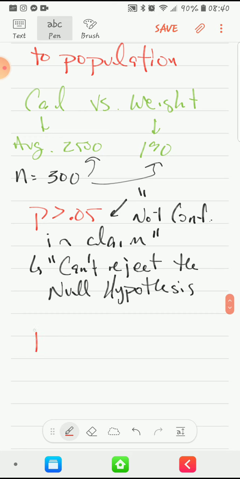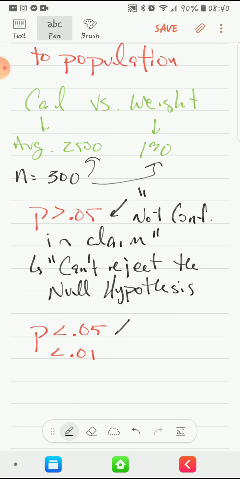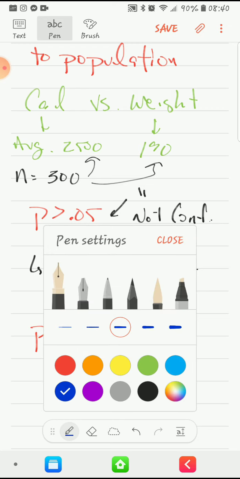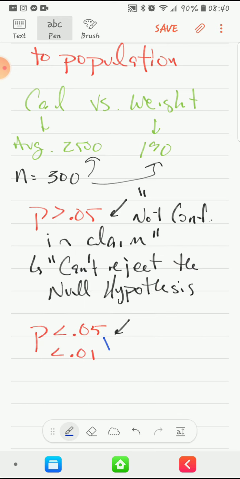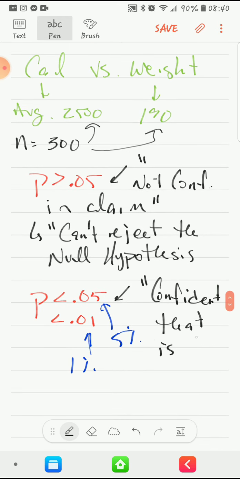If your p-value is smaller than 0.05, and in a lot of cases smaller than 0.01, then you can say with confidence, and the confidence percentage will be the p-value number cut out from 100. So let's say you get 0.05, that's 95% confidence. And let's say you get 0.01, that's 99% confidence. And so you can confidently claim that there is a difference.